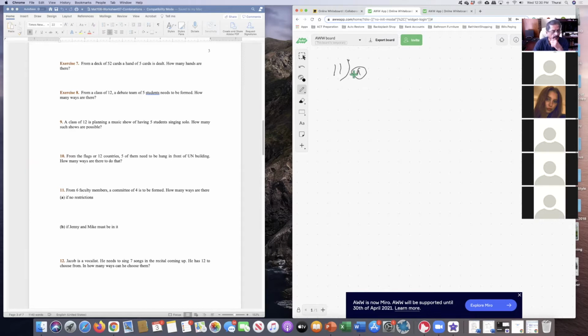So part A, you're choosing 4 from the 6. There are no restrictions, so that means combination of 6, 4. And simplify that, you'll get the answer. Part B says, if Jenny and Mike must be in it, then how many ways are there? It's still a combination, but the numbers are going to be different. It's a combination of what, what? Anybody see that?